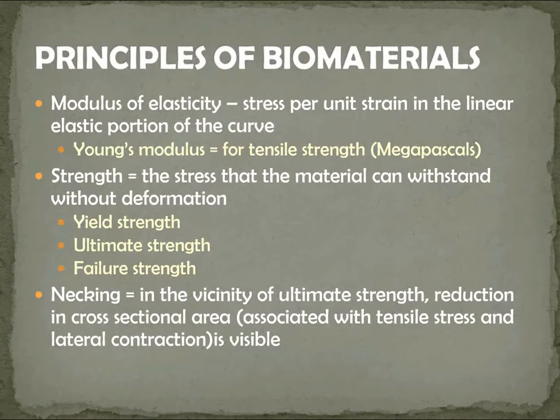So going back through that graph, the modulus of elasticity is the stress per unit strain in the linear elastic portion of the curve, and the Young's modulus refers to the modulus of elasticity in the tensile, when using tensile forces. The strength of the material is that which a material can withstand without deformation, which then goes through the yield strength, the ultimate strength and failure strength on the stress-strain relationship. And necking is noticed in the vicinity of ultimate strength, where there's a reduction in cross-sectional area associated with tensile stress and lateral contraction.